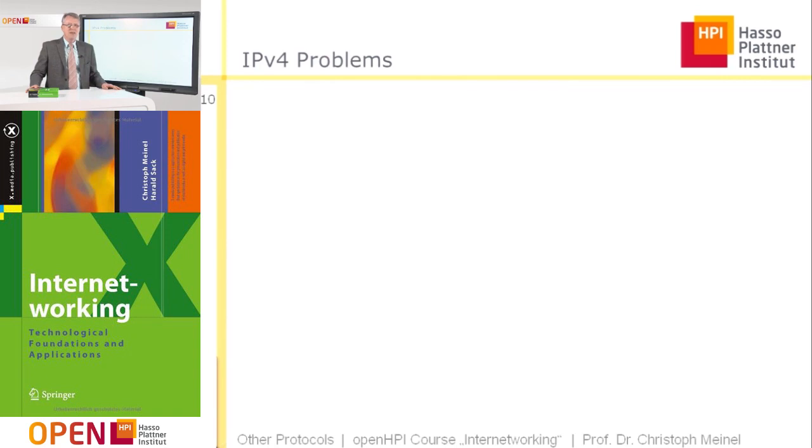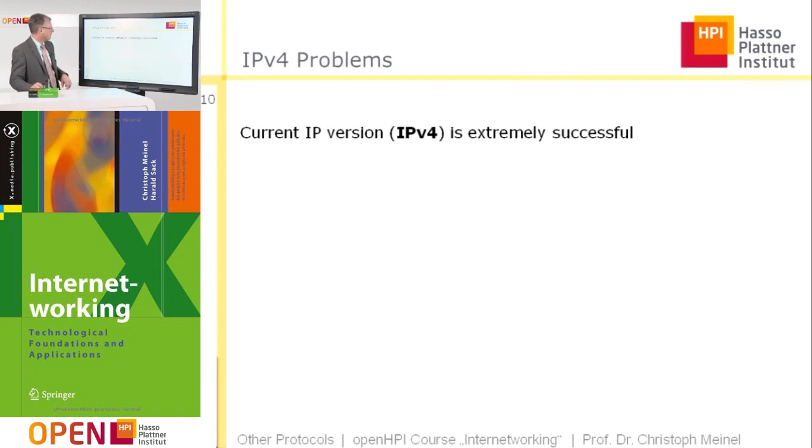Let's conclude this, the last learning video of our week about internetworking, by mentioning some problems around IP version 4. We will do this as a motivation for the work we will do next week when we consider the next generation IP protocol. First, we have to state that the current IP version, in most places IP version 4, was a very successful, extremely successful approach.